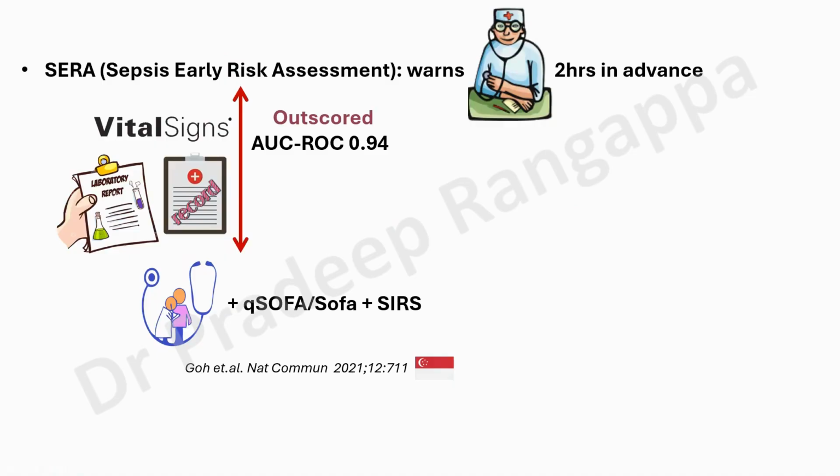And they found it outscored humans' ability, with an area under the ROC curve of 0.94, which means obviously with humans there would be personal variability with regards to clinical acumen, diligence, and their systematic way of analyzing the data. So AI, obviously with a defined algorithm, was able to outscore the human's ability to do the risk assessment in patients with sepsis. So this is where we are heading, friends.